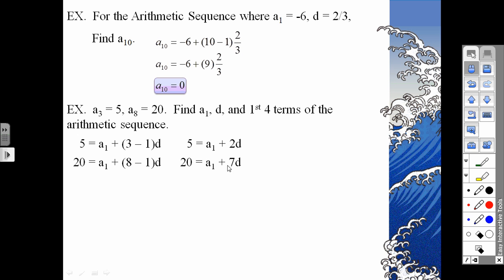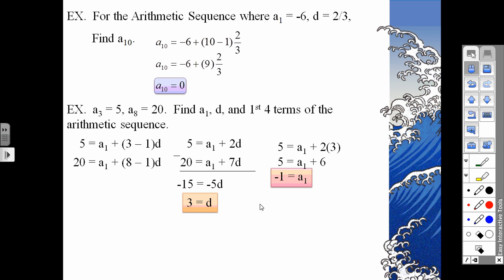I personally am going to go for the elimination method. I'm going to subtract these two equations to eliminate a sub 1, and I get negative 15 is equal to negative 5d. And that means that d is equal to 3. So I found this part. So how do you think I could find that part? Well, very easily I can plug this in to either one of these equations and solve for a sub 1. Okay, so I get a sub 1 is negative 1.